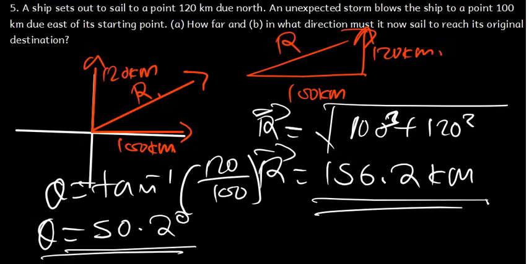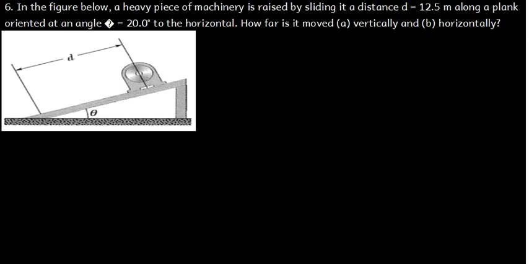Okay, now we have the next one, which is saying, in the figure below, a heavy piece of machinery is raised by sliding it a distance d of 12.5 meters along a plank oriented at an angle of 20 degrees to the horizontal. How far is it moved vertically and horizontally? So in short, they are just asking about the x and the y component. So how far vertically? They are asking about the y component.